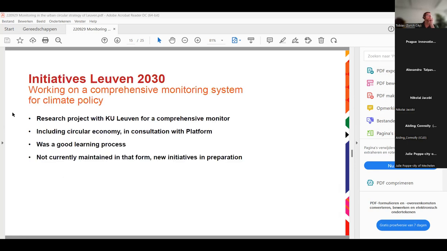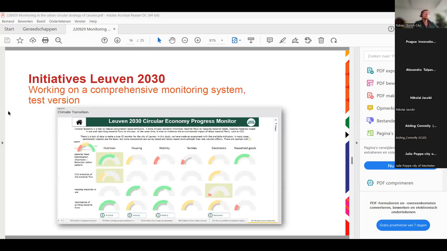As I said, within Leuven 2030, work is being done to prepare a comprehensive monitoring system. One of the first results of this work was a test version of a monitoring system. And there was a big part dealing with circular economy. We worked very closely together with the researchers to prepare this. This was very useful, important work, but at the moment, this specific monitor is not being continued because they're working on a new system.